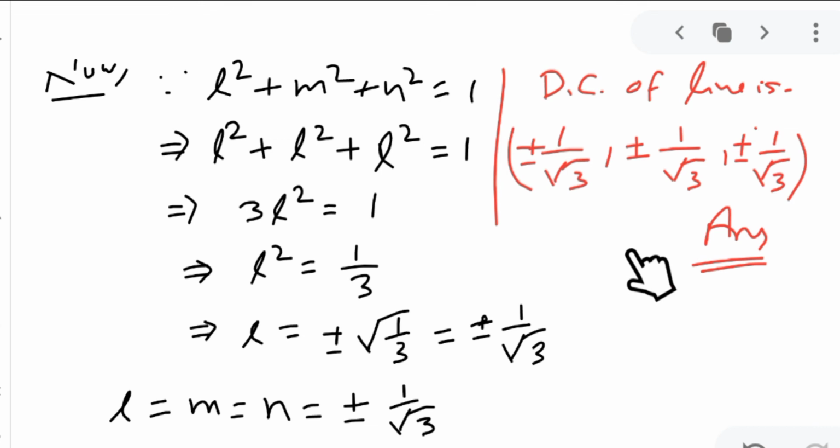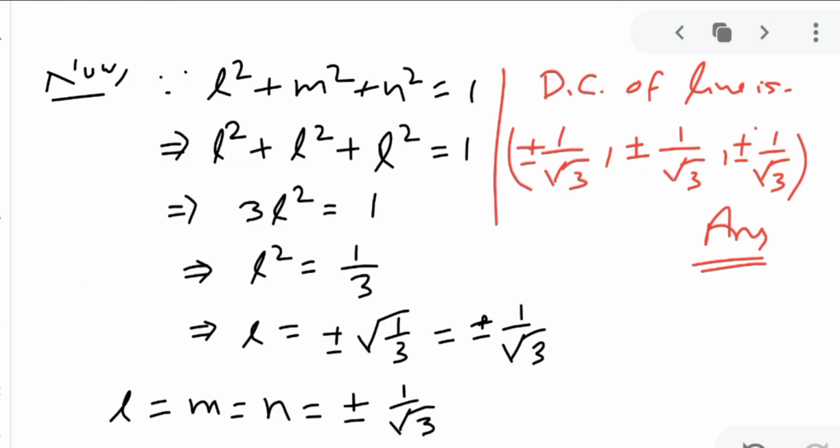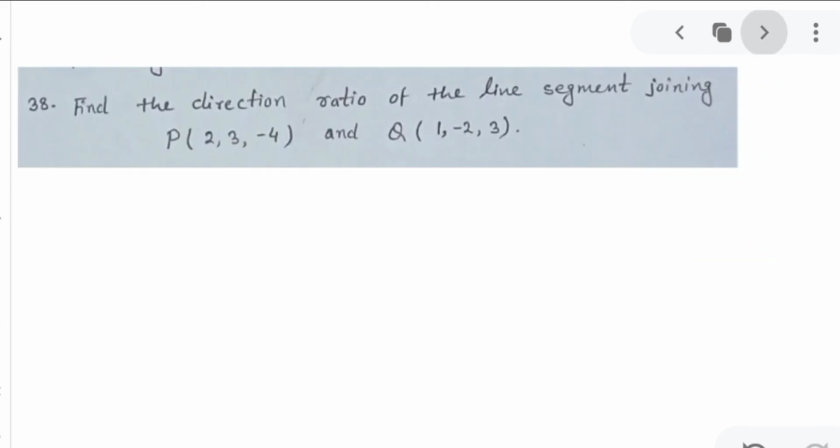Okay, so practice this question. This can come in 2 marks or 3 marks also. Clear. Now we'll move to question number 38. 38 is: find the direction ratio of the line segment. Here we have to find the direction cosine and the direction ratio. The direction cosine we discussed. Now we are discussing the direction ratio. Find the direction ratio of the line segment joining PQ.